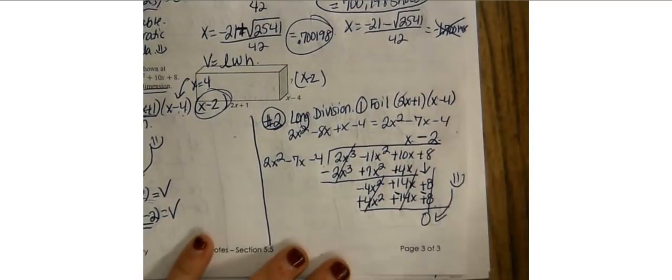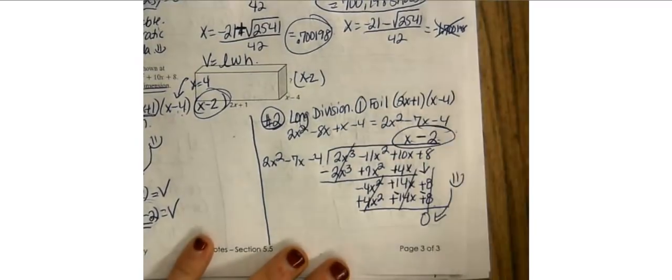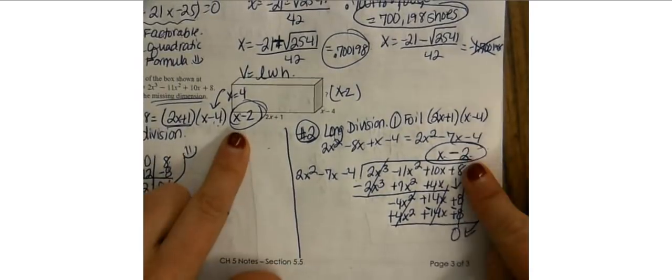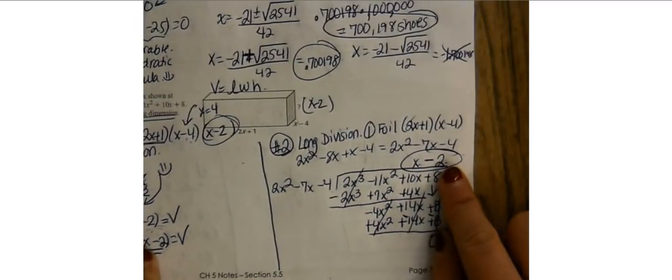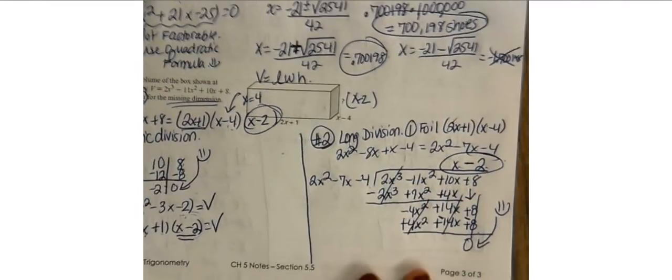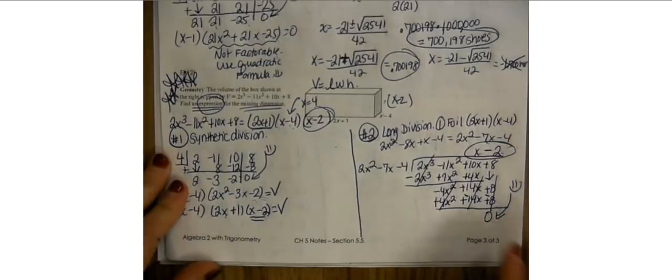That means I did it correctly. And x minus 2 is my answer, which is exactly what I got using the other method. I don't care which method you use for these types of problems, but just know that there is going to be something very similar to that on your test.